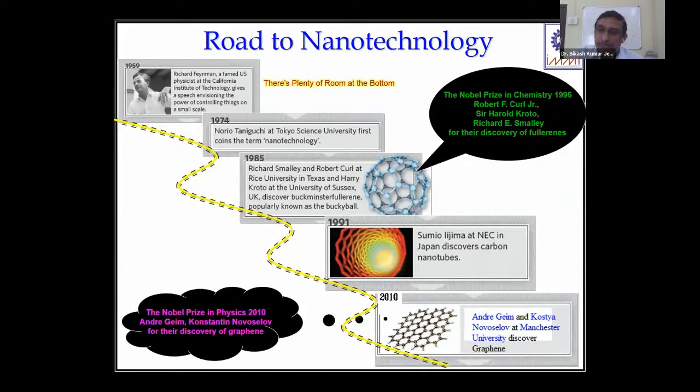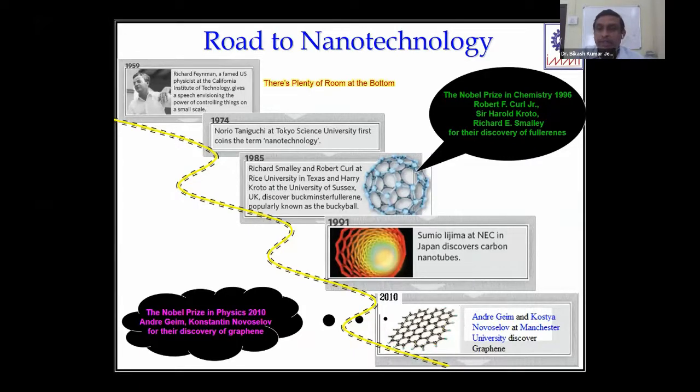That means you can break down a bigger particle, going down from centimeter to micrometer to nanometer, and you will get a lot of interesting properties. That means there is plenty of room at the bottom. So if you go down to small scales, you will get a lot of different properties. In 1974, Professor Taniguchi also dreamed about nanotechnology.